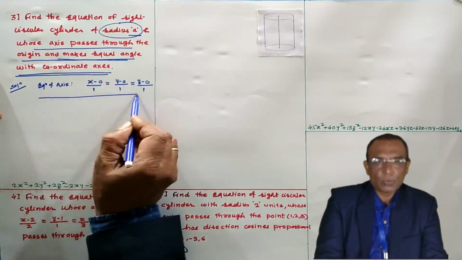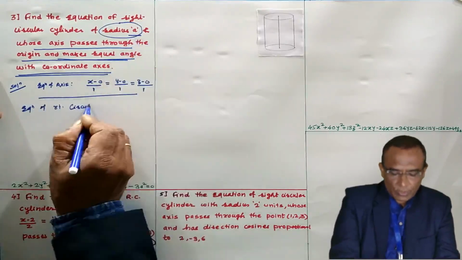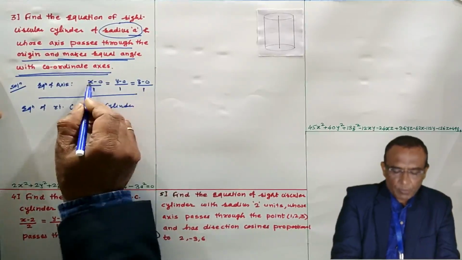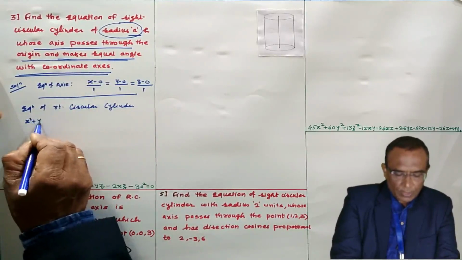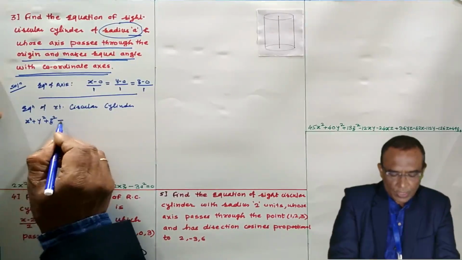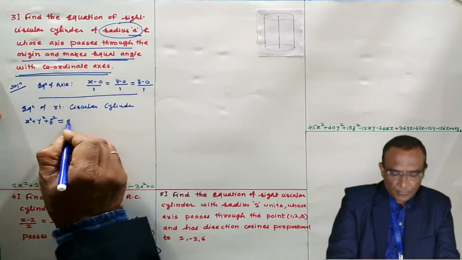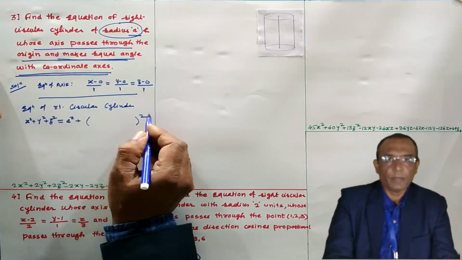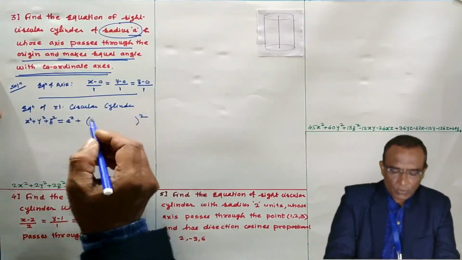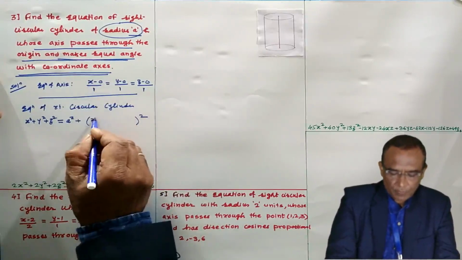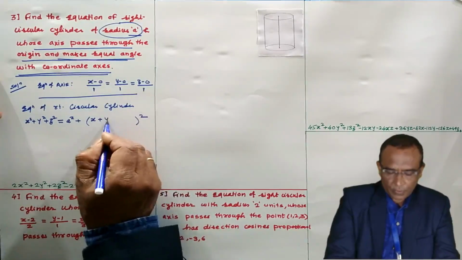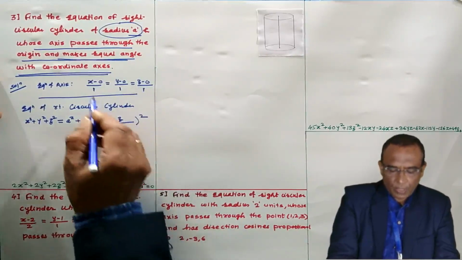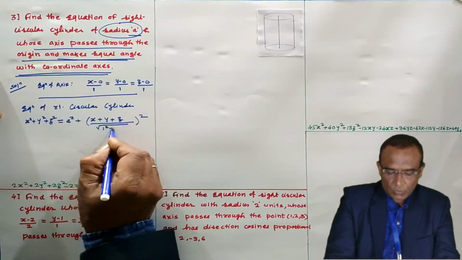Now the equation of the axis is known to you, the radius is known to you. What will be the equation of the right circular cylinder? Directly writing: x minus 0 square plus y minus 0 square plus z minus 0 square is equal to radius square, plus the projection of AP on the axis. How to write it? 1 into x plus 1 into y plus 1 into z, divided by the square root of 1 square plus 1 square plus 1 square.